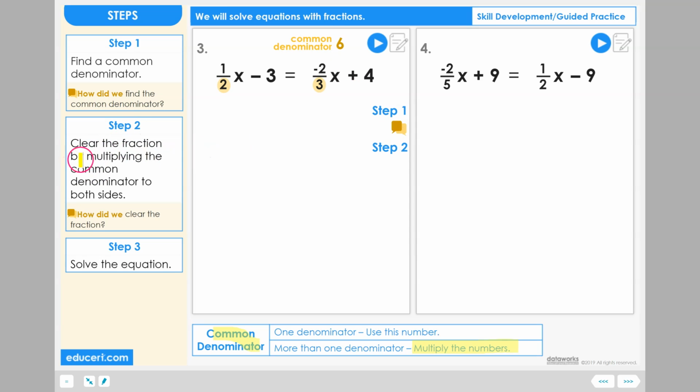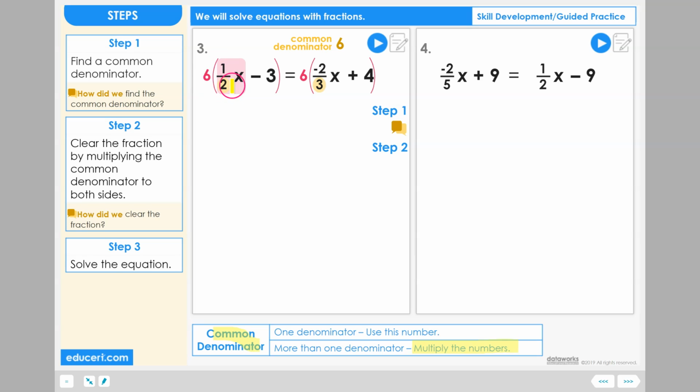Step 2. Clear the fraction by multiplying the common denominator, which is 6, to both sides. So we're going to draw parentheses around the entire left side and multiply both these terms times 6, and same thing on the right side, parentheses around the entire expression and multiply times 6. We are now going to do the distribution of 6 on the left side.